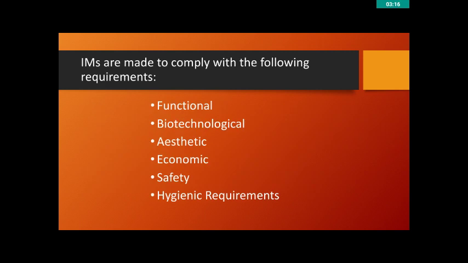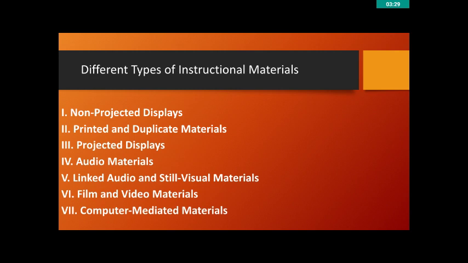Now, instructional materials are made to comply with the following requirements: they should be functional, technological, aesthetic, economic, safe, and hygienic. We have the different types of instructional materials. Those are as follows: non-projected displays, printed and duplicate materials, projected displays, audio materials, linked audio and still visual materials, film and video materials, and computer-mediated materials.